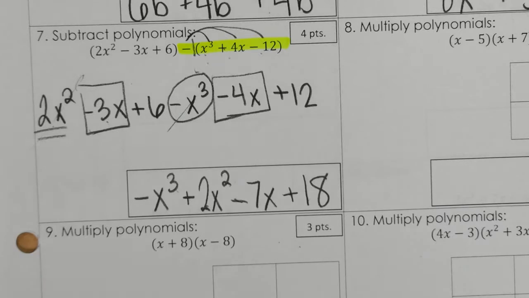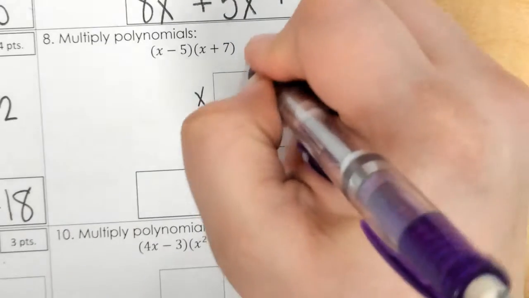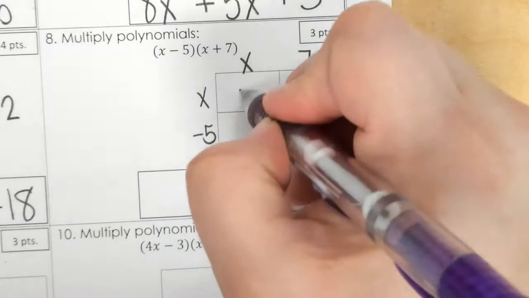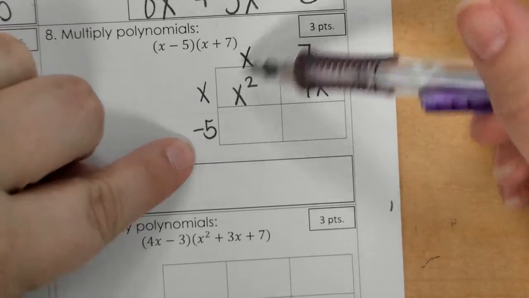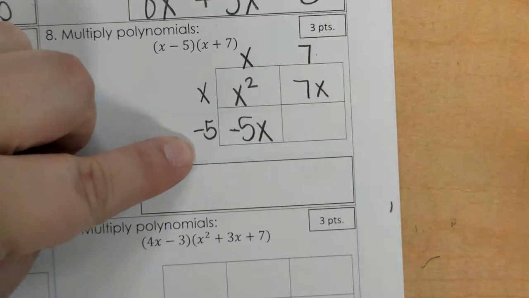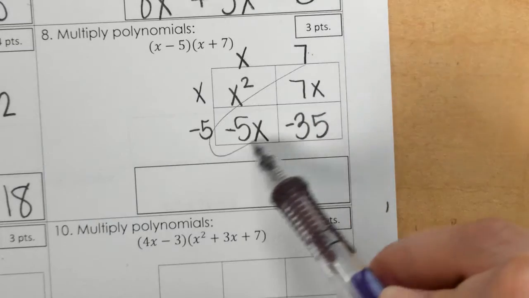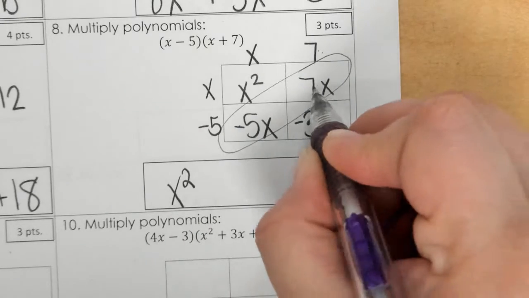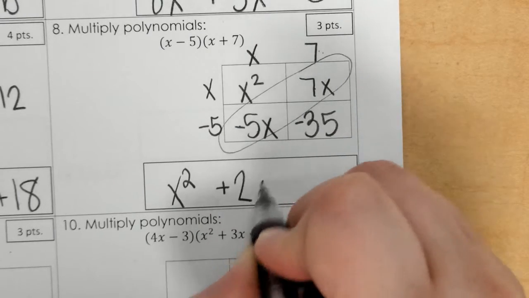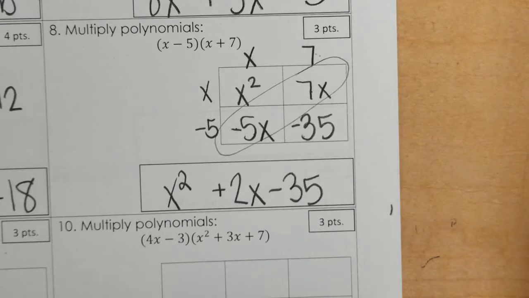Number 8, it says that you are multiplying, and I went ahead and gave you the 2 by 2. So x minus 5, don't forget the negative, and x and 7. So I have x squared, x times 7 is 7x, x times negative 5 is negative 5x, and 7 times negative 5 is negative 35. So my diagonal, I should be able to combine like terms. So I have x squared, 7x minus 5x is 2x, and then negative 35 at the end. Okay.